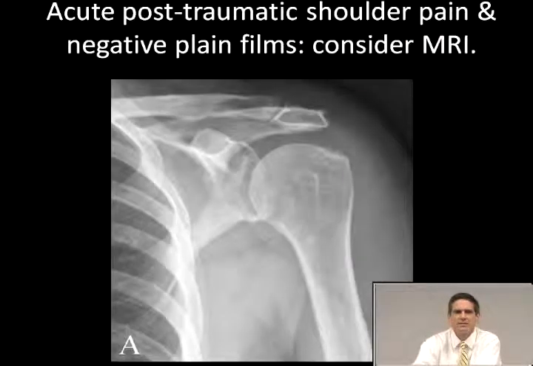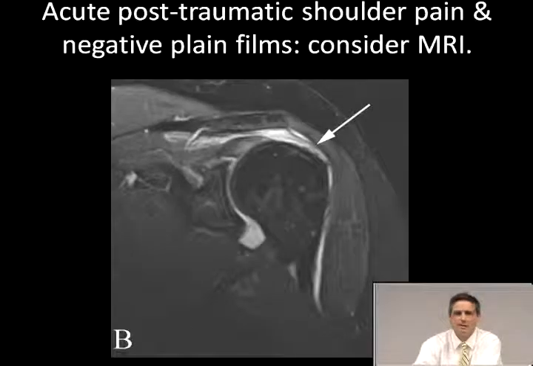Here's another case of a 64-year-old woman who had acute shoulder pain after an injury, with a plain film, and then an MR study, this is a coronal oblique fat suppressed T2. This shows you a full thickness rotator cuff tear, and it also shows you fluid along the normal course of the tendon deep to the deltoid muscle and superficial to the humeral head where the arrow is.